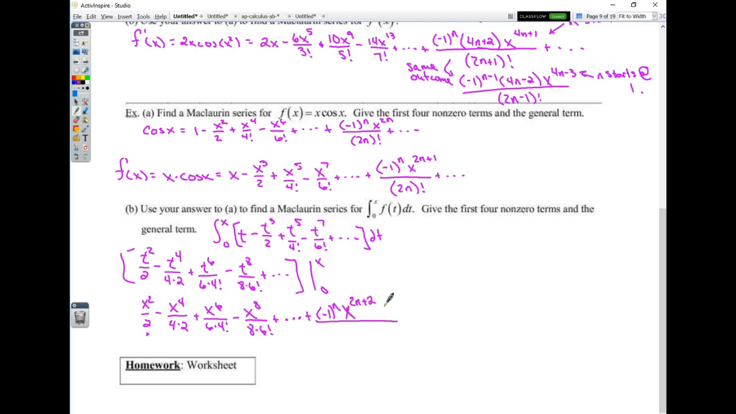So I could call this negative 1 to the n, x to the 2n plus 2, over 2n plus 2 times 2n factorial. Now, interesting thing, if I actually looked at my term here, when you take an integral, what do you do? You increase the power by 2n plus 2, and then you divide by your new power, 2n plus 2.